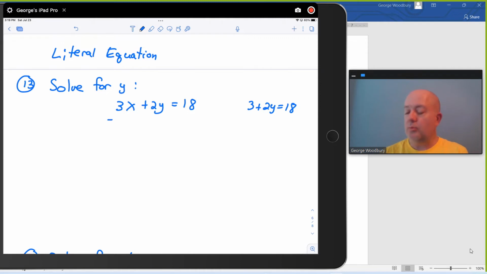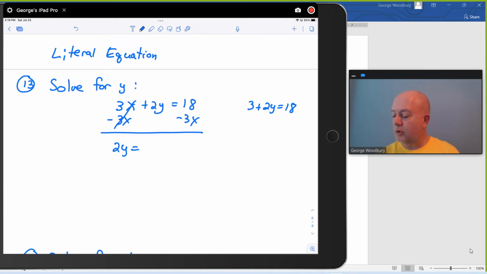Once I have the single variable term on one side, which I do, I'm going to move all the other terms to the other side of the equation. So I'm going to subtract 3x from both sides. 3x minus 3x is 0, so I'm left with 2y equals, and then I can either write 18 minus 3x, or I could write negative 3x plus 18. I can't combine the two of those because one term has x, the other one doesn't. I'm going to write 18 minus 3x here, but you could also have written 2y equals negative 3x plus 18.